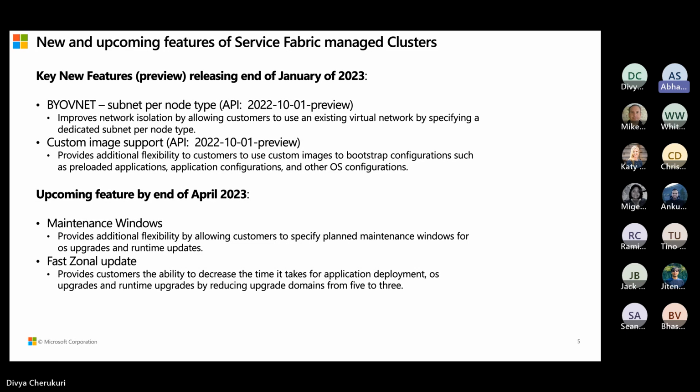And lastly is fast zonal update. What we found is customers are trying to update their application, or OS upgrades are happening, and it's taking a long time. One of the reasons we saw is that the number of upgrade domains was 5, and now we're going to reduce that to 3. By enabling this functionality, which by the way is completely optional, you can increase your application deployment speed. How much depends on your application and how long a deployment takes, but it should be faster if you enable this specific feature.